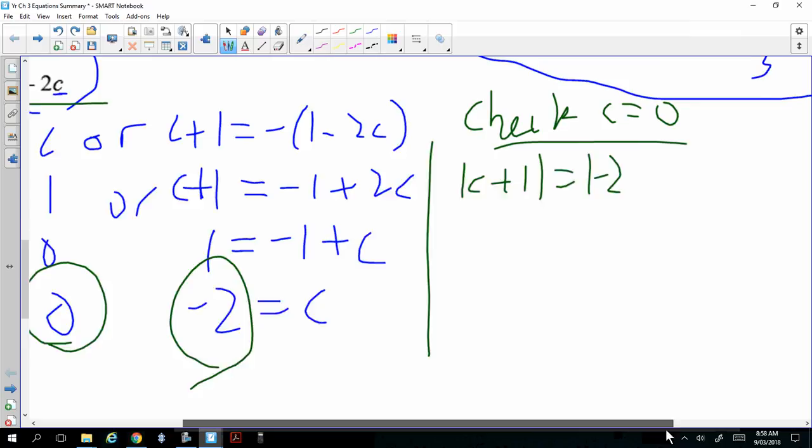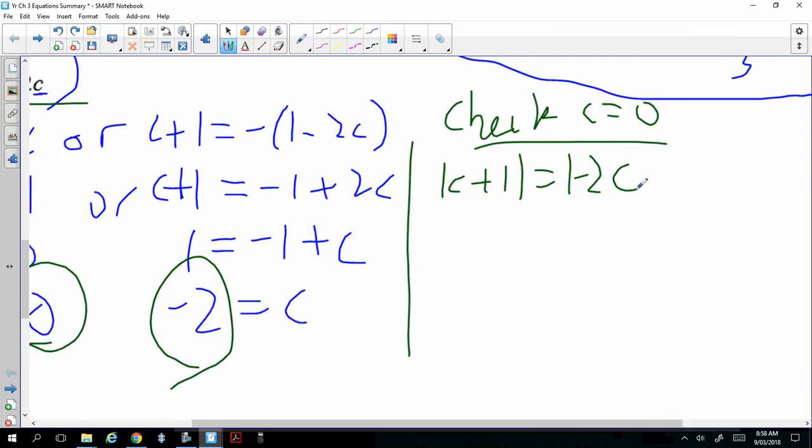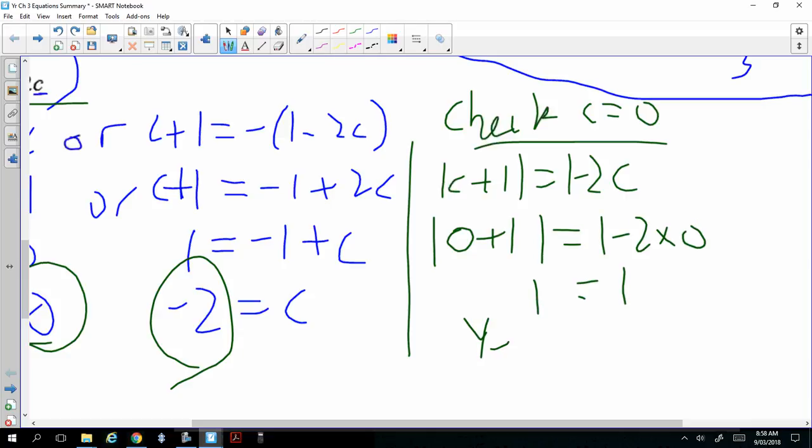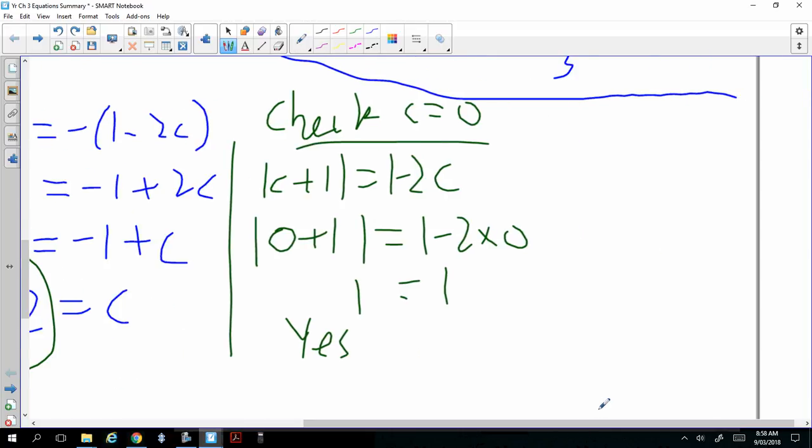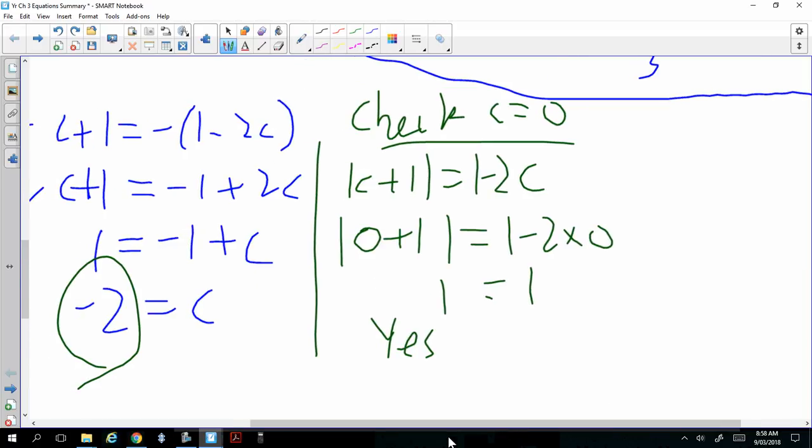We start with the first one. You get 0 plus 1. Is it the same as 1 minus 2 times 0? 1 equal to 1? Yes, no problem. But what if I check negative 2? Actually, it's not negative 2, it's positive 2, I got it wrong. That should be positive 2. Let's go check positive 2.